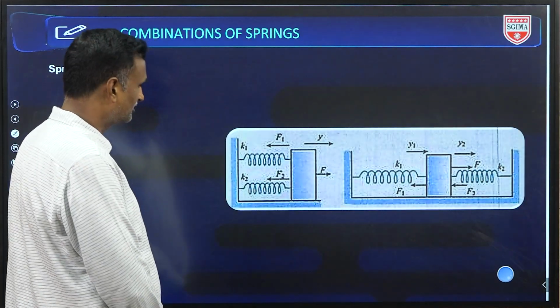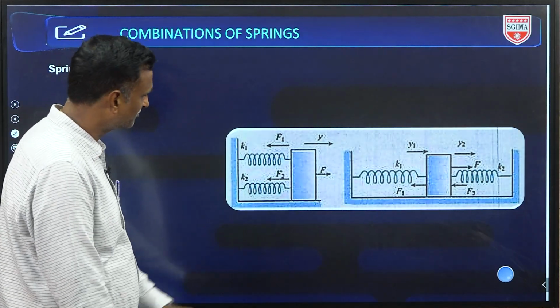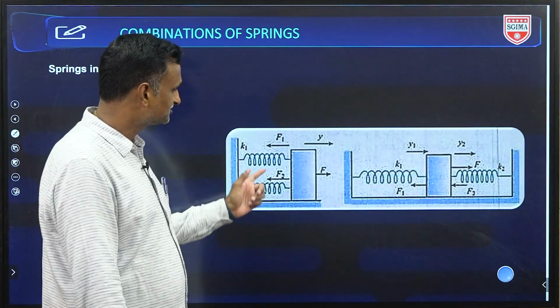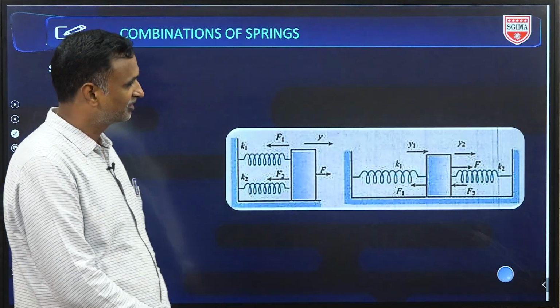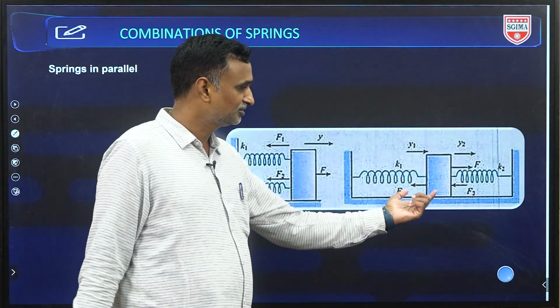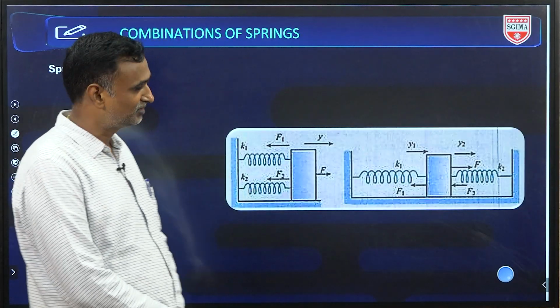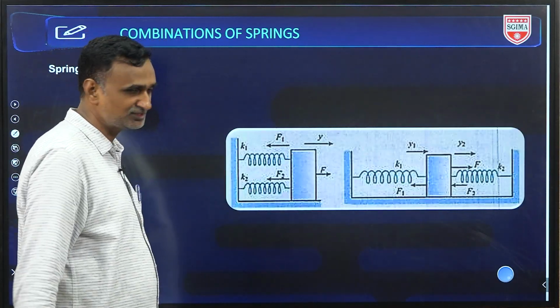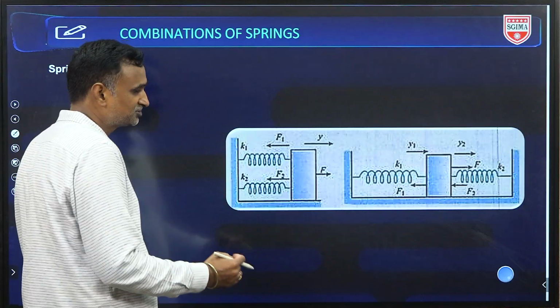Springs in parallel combination. Parallel combination modes are of 2 types here. This is one type and this is the second type. Many students felt that in this combination the springs are connected in series, but I will explain how to identify series and parallel. Just wait for that situation here.